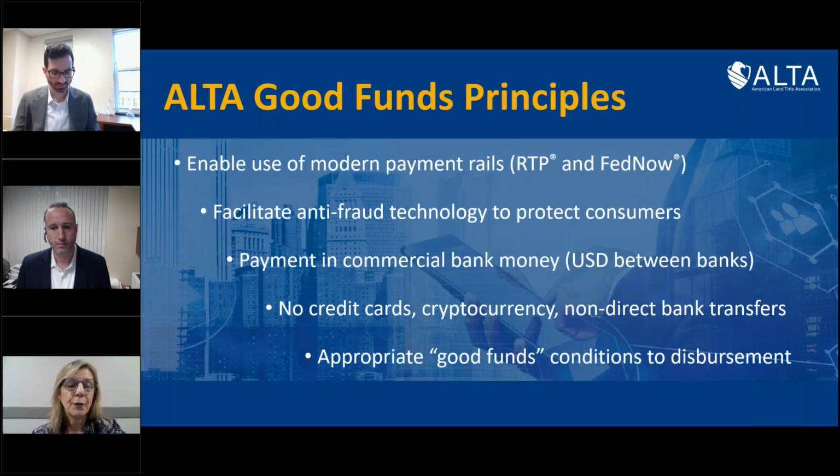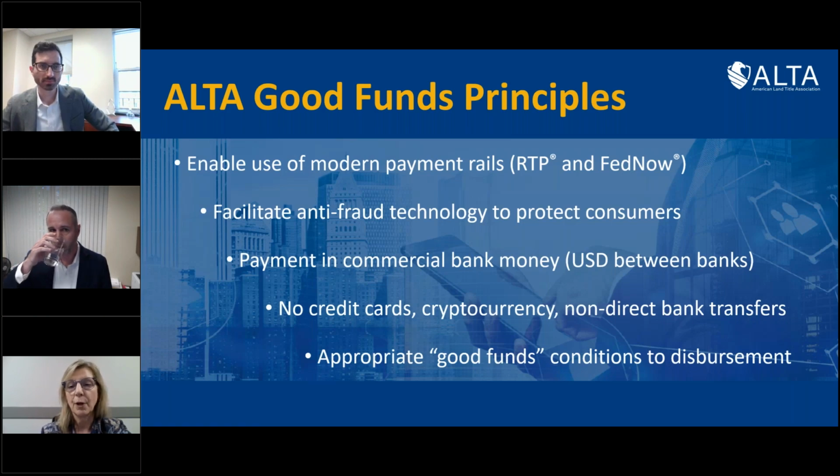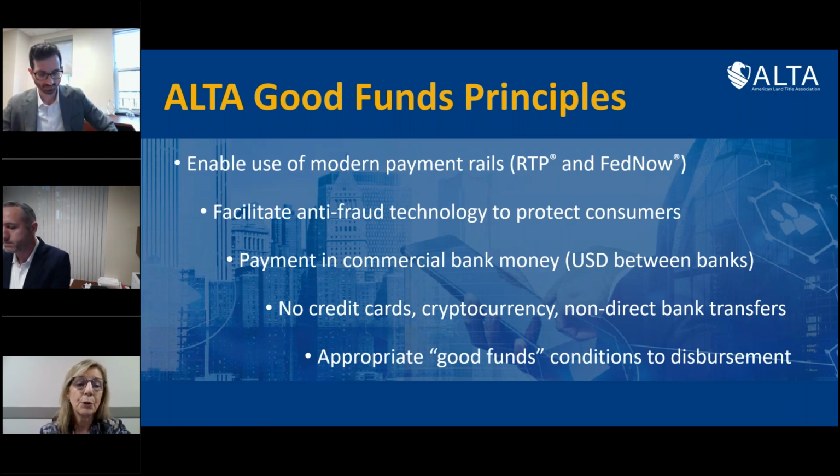Early on, our good funds work group adopted several basic principles that guided our efforts in crafting an industry model. First, we wanted to enable the use of modern payment rails like RTP and FedNow. And this was both to increase consumer choice, but also to facilitate new anti-fraud technologies that can protect both consumers and title and escrow agents.